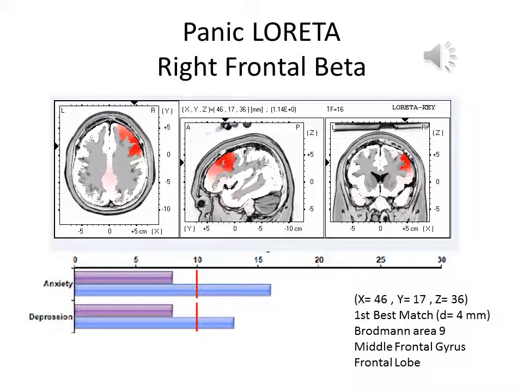If we run a LORETA analysis on the same map that we just saw with panic disorder, we find that the majority of the current source is aggregating in the right frontal region, which is the area identified by Engels et al. as most commonly overactivated in panic disorder. So that matches their findings. And if we look down at the ISI measures of anxiety and depression, we see elevated anxiety moving into a clinical range over 15, and even some emerging depressive features being reported as well.